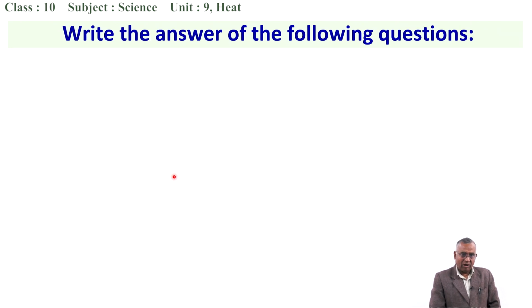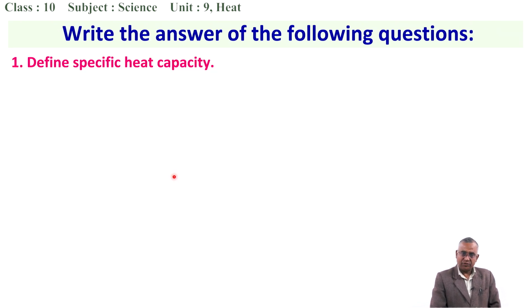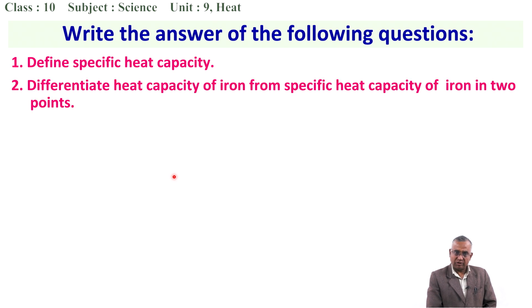Okay, so here are some questions which you have to copy and answer. After that, you have to show them to your teacher. The first one is, define specific heat capacity. Very easily you can do it. Differentiate heat capacity of iron from specific heat capacity of iron in 2 points. So, definition, formula, yes. Any more? If you think, maybe the unit may be different. So, that thing you have to write.